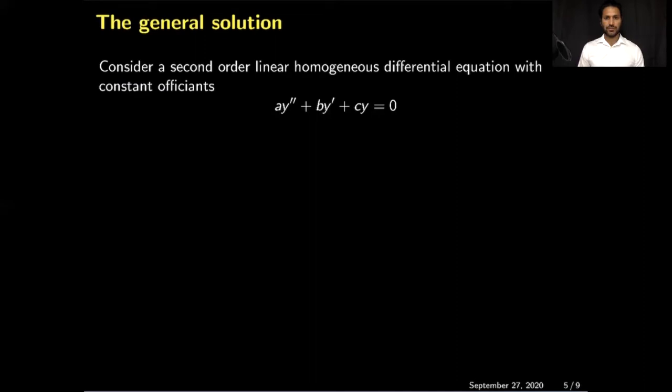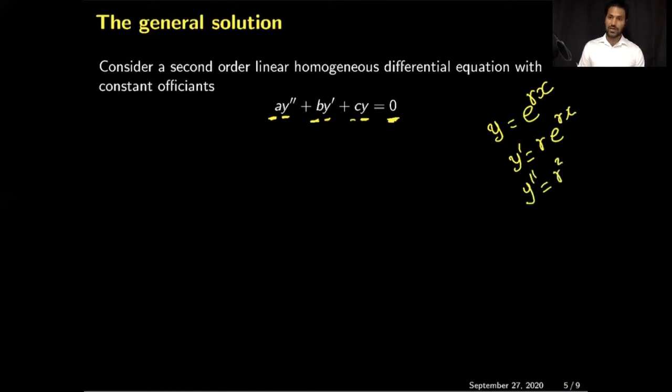To find the general solution, we are looking for a function y such that a constant times its second derivative plus another constant times its first derivative plus a third constant times the function itself is 0. We know that the exponential function y equals e to the power r x, where r is some constant, has this property. If I calculate the first derivative of this function, it is a constant times the function itself. Even if I calculate the second derivative, it is another constant, which is r squared times the function itself.